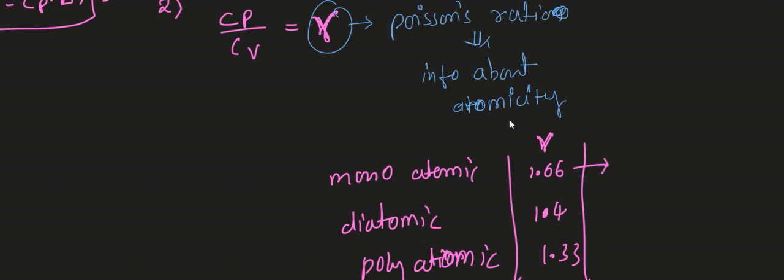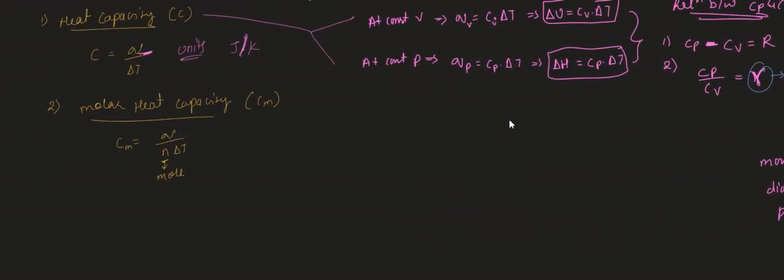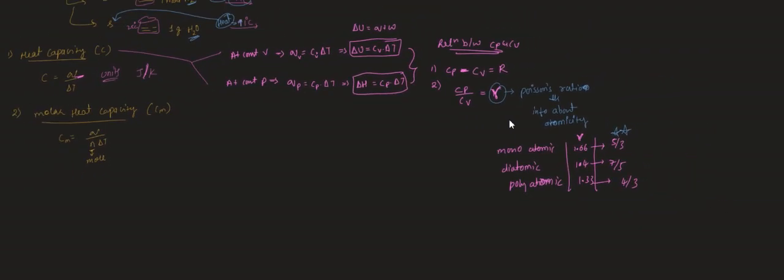Or else, instead of writing 1.66, you can use 5 by 3. Instead of 1.4, you will get 7 by 5. Instead of 1.33, you can call it 4 by 3. Clear till here? But my suggestion is that you better remember these values, because 5 by 3 is nothing but 1.66. Clear till here? So this is completely regarding our heat capacity.